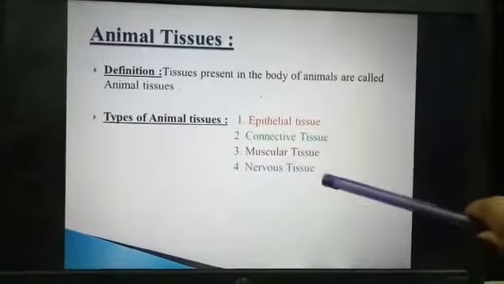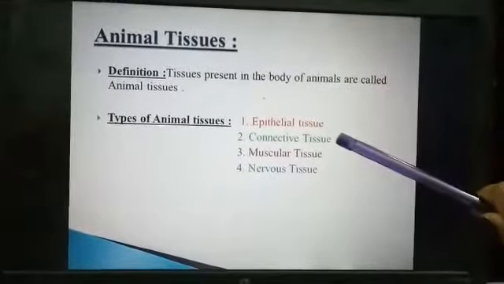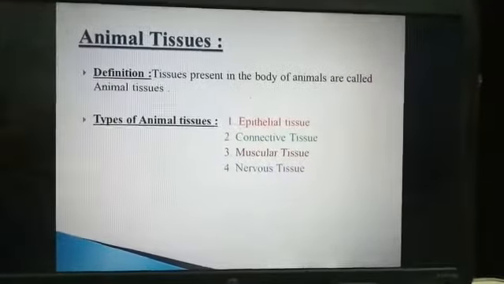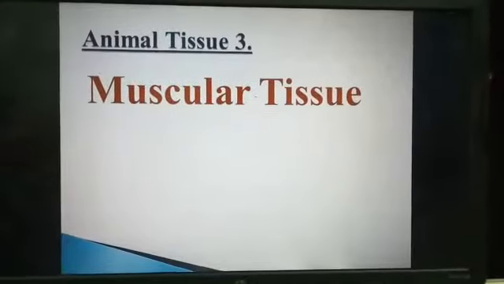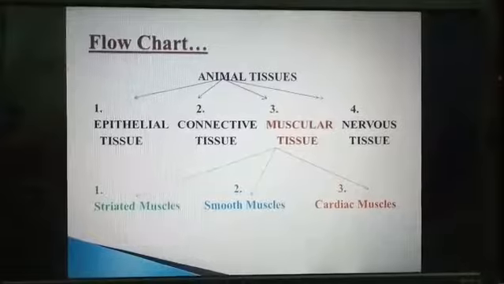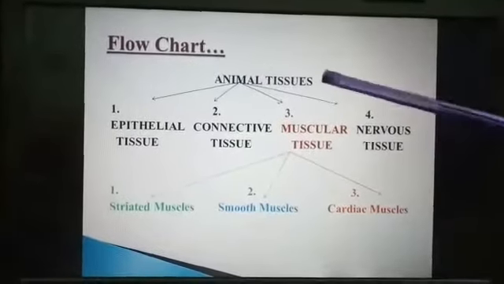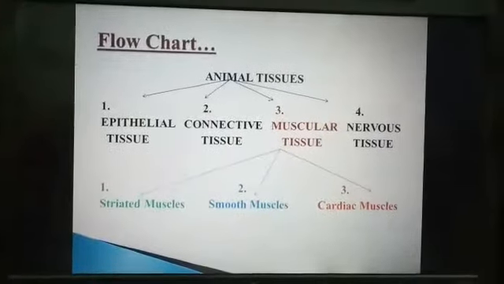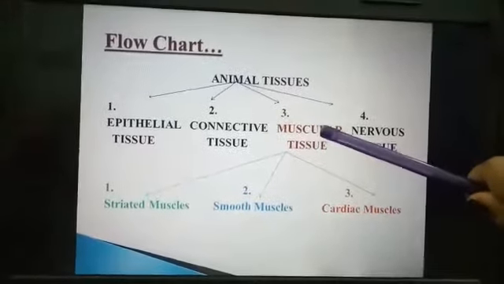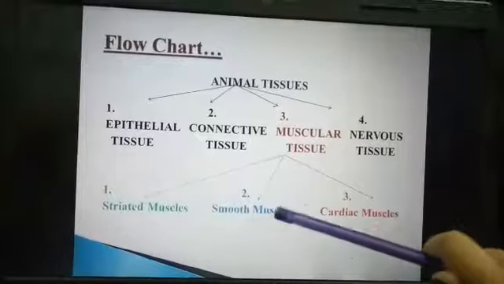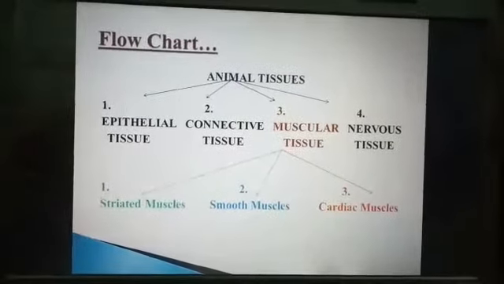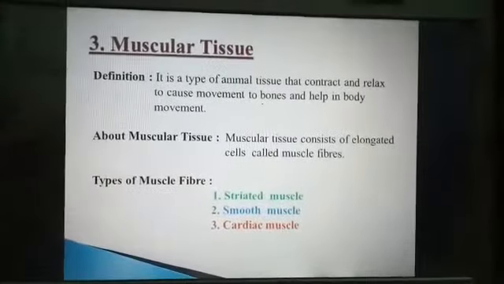Total 4 types are present, and epithelial tissue and connective tissue we have already completed. Muscular tissue and nervous tissue we are going to complete today. Animal tissue number 3 is muscular tissue. So here is the flowchart related to muscular tissue: animal tissues and the 4 types of animal tissues, and this one is prominent. It has total 3 types: striated muscles, smooth muscles, and cardiac muscles.